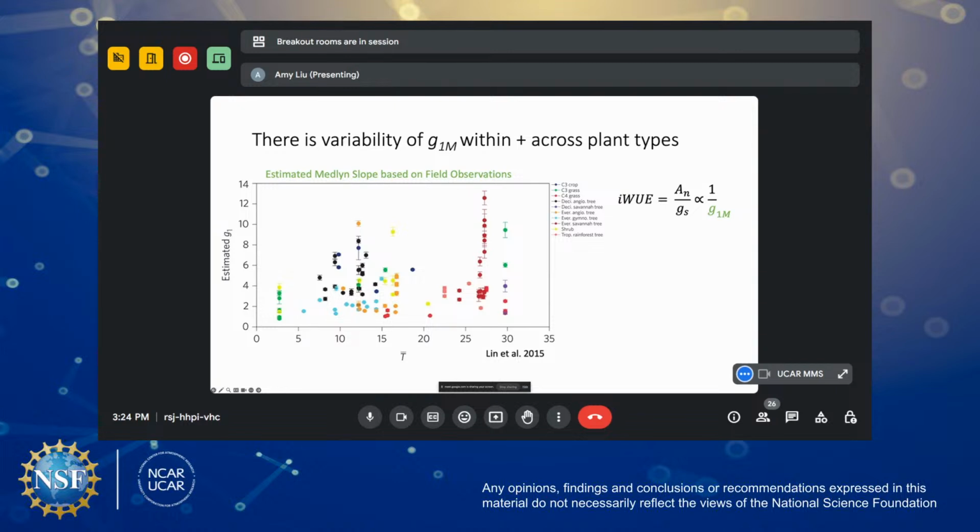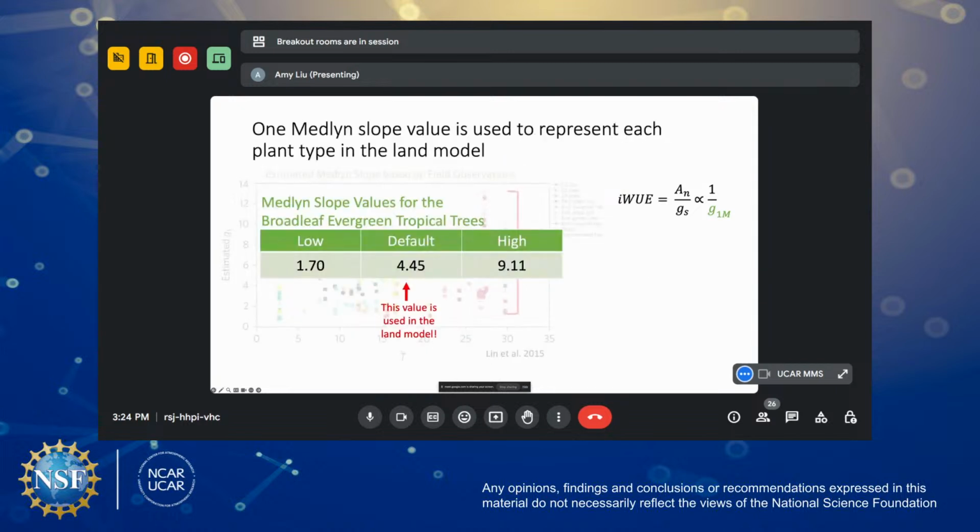This is a graph from Lin et al. 2015 plotting the estimated Medlyn slope parameter on the y-axis and temperature on the x-axis. Each color is a different plant type. What I really want to point out here is this huge range of possible Medlyn slope values within the same plant type and across different plant types. This leads to a large range in intrinsic water use efficiency values. One Medlyn slope value is typically used to represent each plant type in the land model. For example, take the broadleaf evergreen tropical trees. It may have a Medlyn slope range from below 1.7 to a high of 9.11, but the default value of 4.45 is used to represent that whole range.